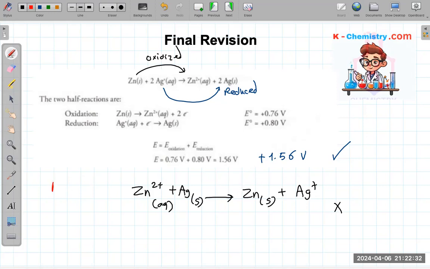But since this is a redox reaction, whenever you are balancing it, you have to make sure that the number of electrons gained and lost are the same. So if you are trying to balance it, these 2 electrons here have to be matched with these 2 electrons. So you have to multiply this equation by 2. The whole thing will be multiplied by 2. Don't forget in redox reactions, always balance the number of electrons lost: 2 electrons lost, 2 electrons gained.